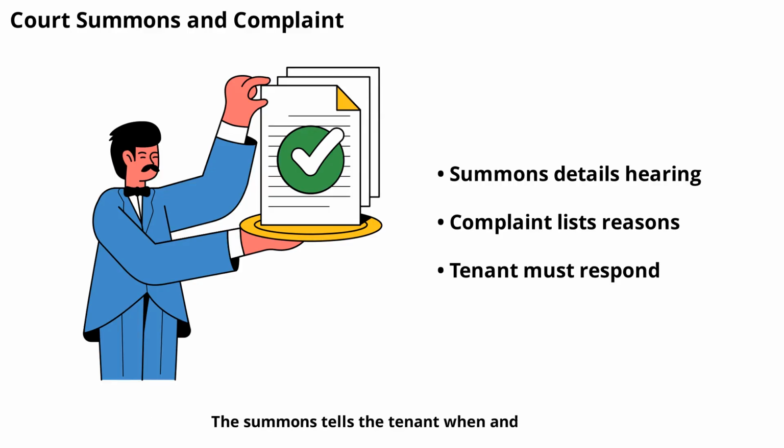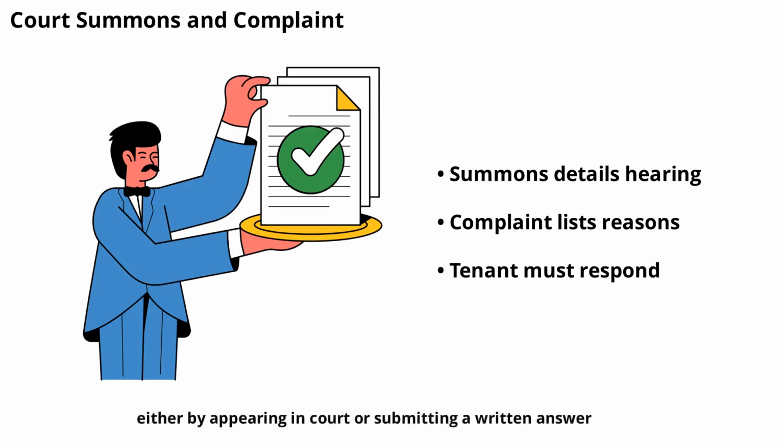The summons tells the tenant when and where the court hearing will take place. The complaint outlines the reasons for eviction and any evidence the landlord has. Tenants must respond to the summons, either by appearing in court or submitting a written answer. Ignoring the summons can result in a default judgment in favor of the landlord.